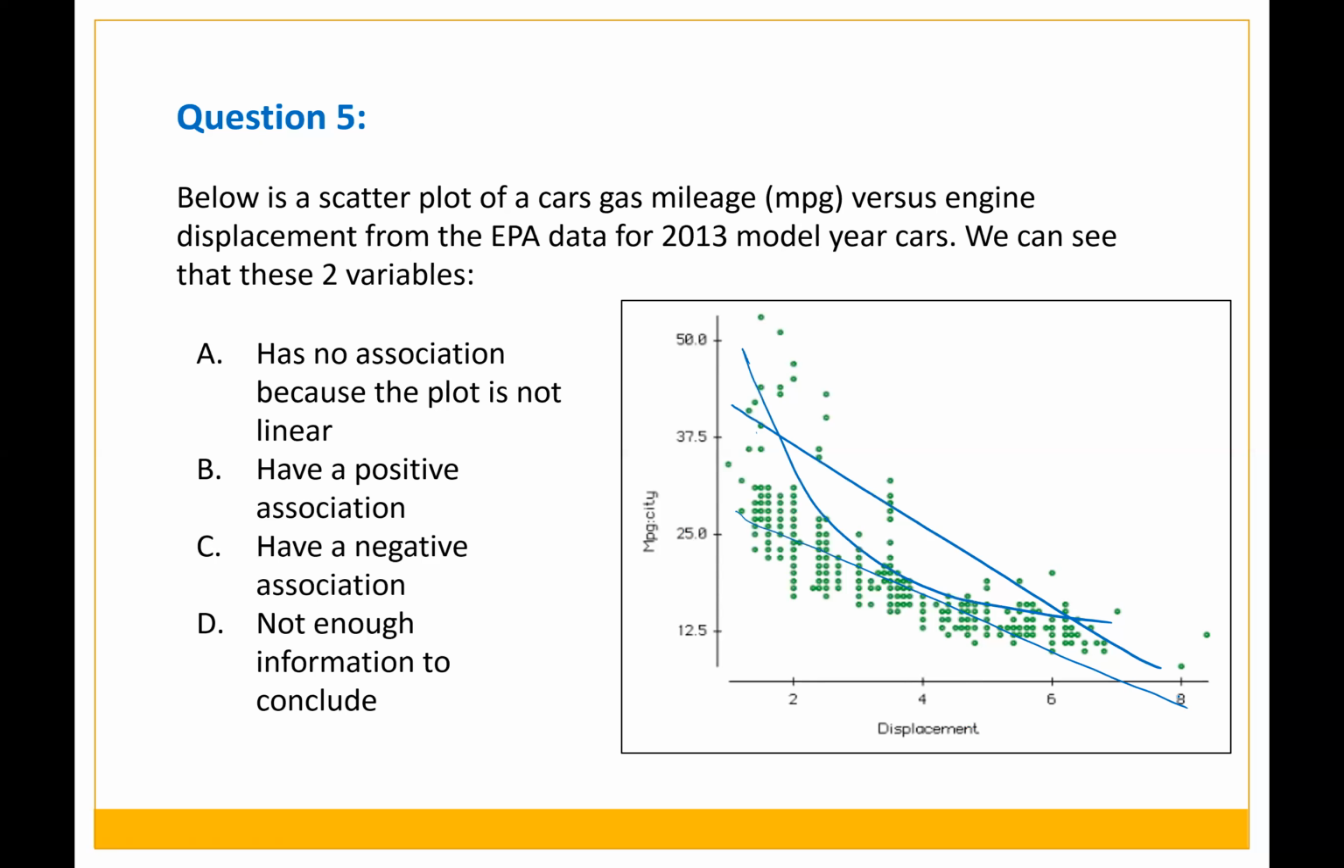So based on this, A is kind of 50%. You don't know. B is not right. It's a very clear negative association. So we're going to pick C, which is the answer, have a negative association. Of course, if you want to determine A, you need more information. But C is a definite answer. There's a negative association based on just the scatter plot alone.